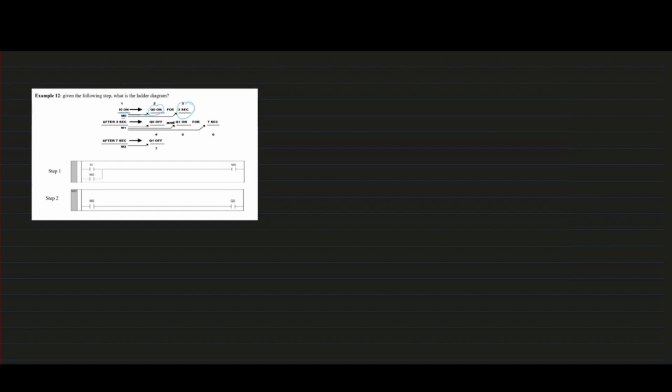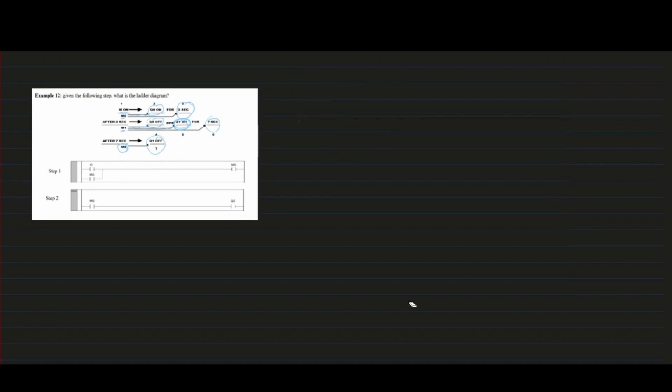Now, after 3 seconds, we want a new memory bit to turn off Q0 and to power on Q1. Keep in mind, whenever we want to model start signals in PLC ladder logic, it has to be a normally open contact. When we want to model a stop signal, it has to be a normally closed contact. We want Q1 to remain on for 7 seconds, so we need a timer. Then after 7 seconds, a new memory bit M2 will power off Q1 and essentially the whole system.